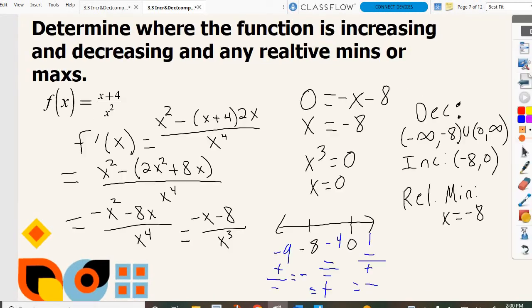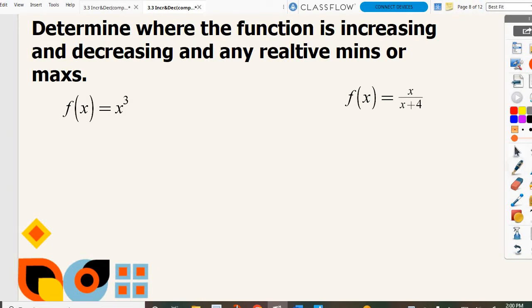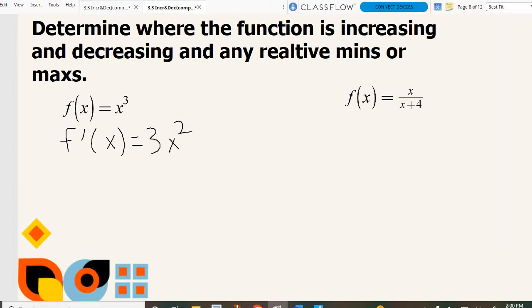So let's review a little bit of what we did yesterday. If I wanted to find where something is increasing and decreasing and find relative mins and maxes, what do we need to take? The derivative. So on this first one, what do we get? X squared. Okay. Then what am I doing with that derivative? Setting it equal to 0. So what do we get? 0. Cool. So then what do I want to do with that? Plug it into a number line.